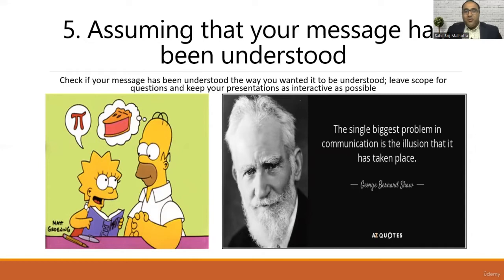Wow. So that's an assumption that the message has been understood. And then let's look at what George Bernard Shaw has to tell us. The single biggest problem in communication is the illusion that it has taken place. Amazing. People assume and are under an illusion that the communication has taken place. Let's look at the situations for this particular communication mistake that we all make.